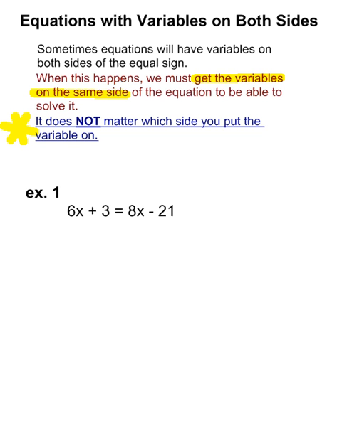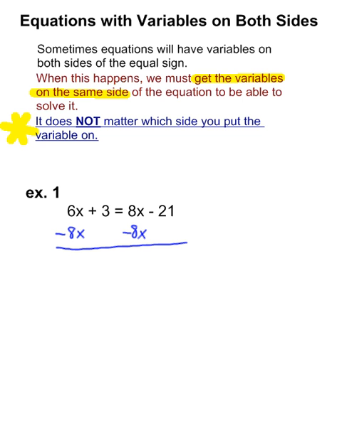I have 6x plus 3 equals 8x minus 21. The first thing that I'm going to do is get the variables on the same side. So I'm going to move my x and put it on the left side. If I wanted to move my 6x and put it on the right side, I could have, and I could have subtracted 6x from both sides, but we'll do the 8x this time.